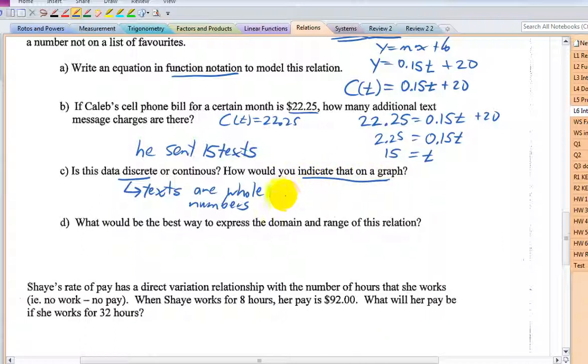Well, for discrete data, you have to just have points, no line. But there's one exception. What is that? Unless you're graphing very large numbers.